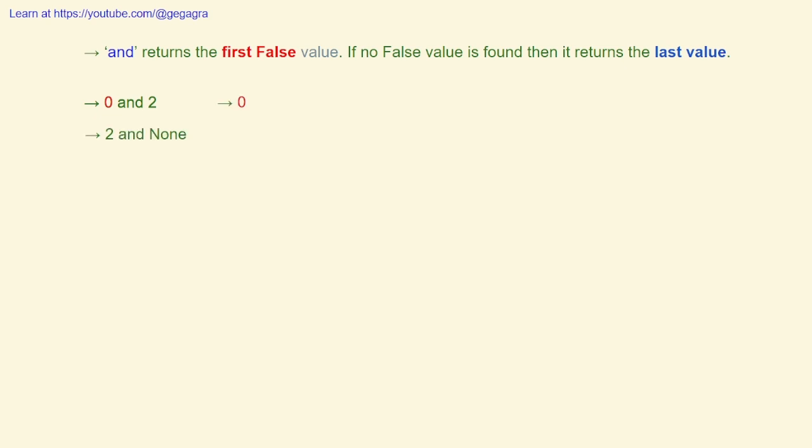Now the next statement, 2 and None. The first false value is None. Since the first value is not a false value, it returns the last value, that is, None is returned. In the next statement, A and B, there is no false value because A is a non-empty string and B is also a non-empty string, so there is no false value, and that is why it returns the last value, that is B.